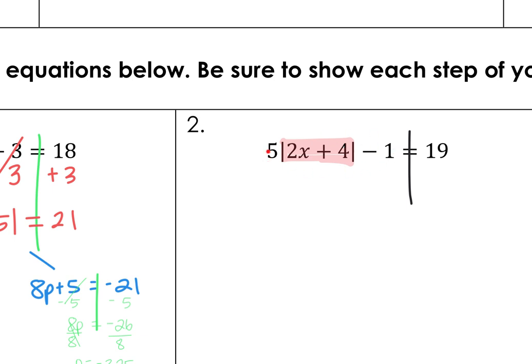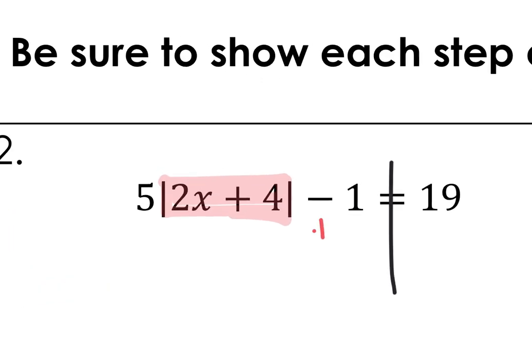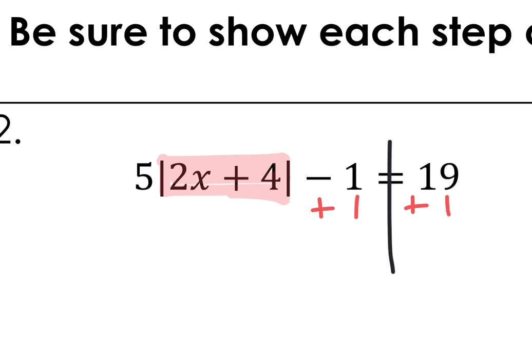What's on the left side with this absolute value of 2x plus 4? Yep, I have a coefficient of 5. What else? A negative 1. I have to undo those just like I undo them in a normal equation. Constants have to be undone first, then coefficients. So this 5 is the coefficient of this absolute value, so we undo it second. We have to undo this constant first. So since this is a minus 1, I'm going to make it positive, add 1 to both sides.